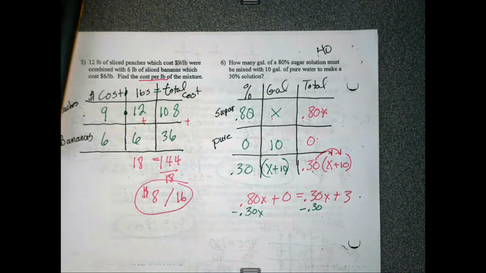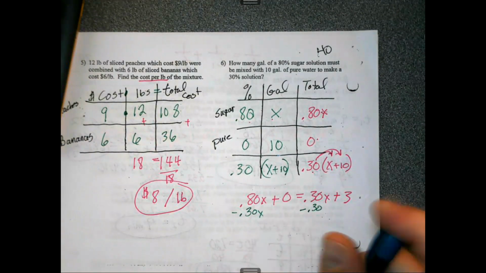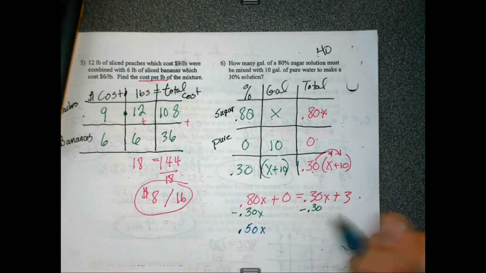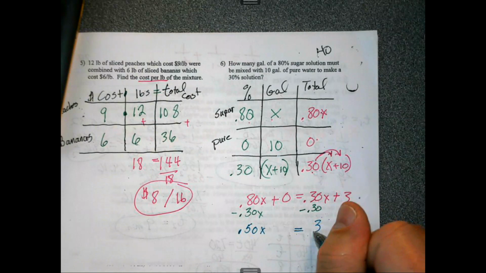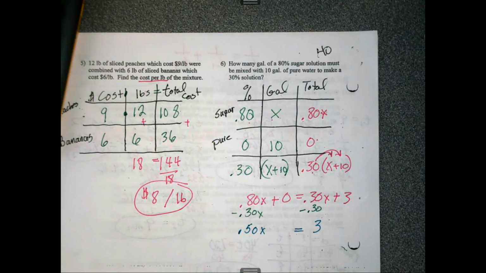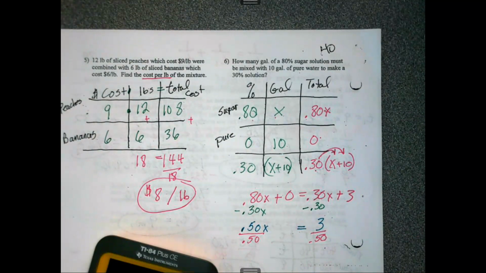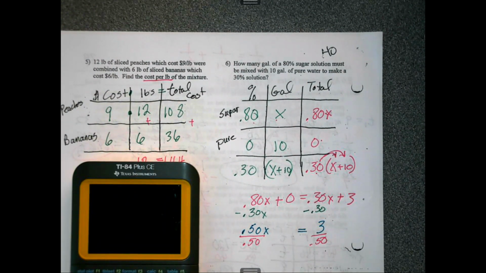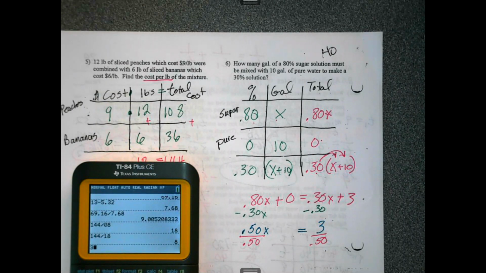So that's going to give me 0.50x equals 3. You don't really need to include the 0. So I'm going to divide both sides by 0.50. Okay, so I'm going to take my 3 divided by 0.5, and I get 6.